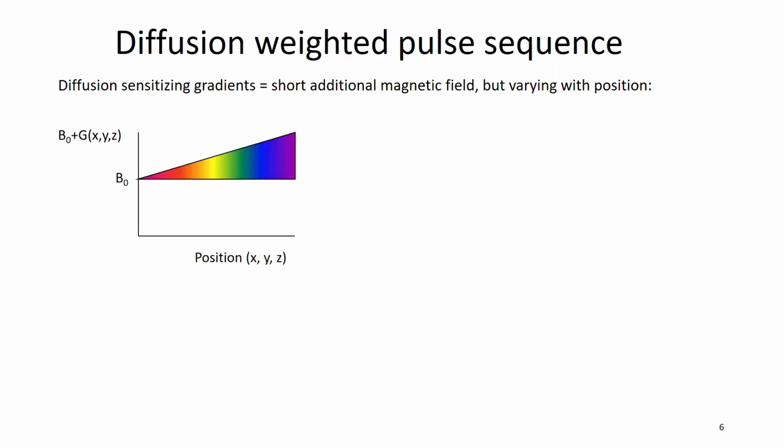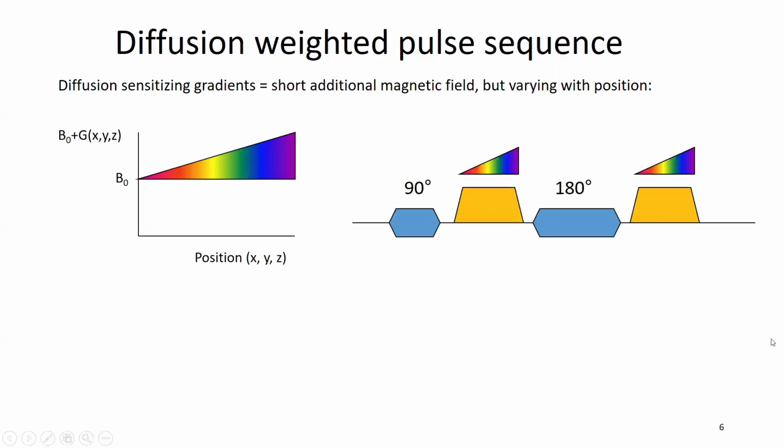What are we doing with the gradients? We add an additional small magnetic field, but not a constant, so it's not 3 and everywhere a little bit 0.1, but depending on position, we add a certain extra magnetic field. We indicated it with these colors. So depending on the position X, Y, or Z, we have an additional field strength. The external magnetic field is B0, and we add a little bit extra. These gradients are played here during these orange times.